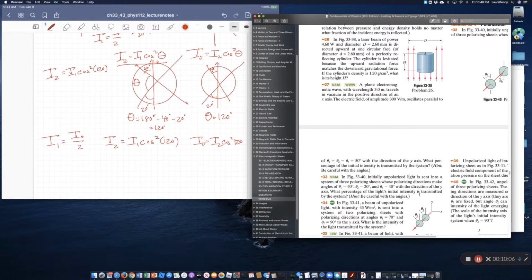It's a little messy right there. See if I can clean that part up a little bit. But again, this is I3. So we can substitute all this back in, and we can find I3 in terms of I naught. We want to know I3 divided by the initial. It wants to know what's the percentage of the light's intensity that's transmitted all the way through. So we can go through and find that number.